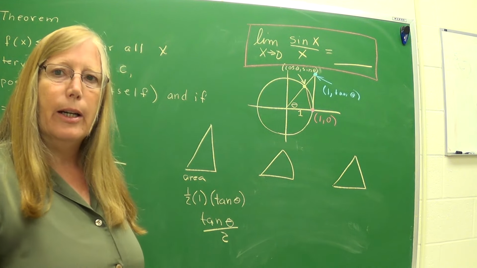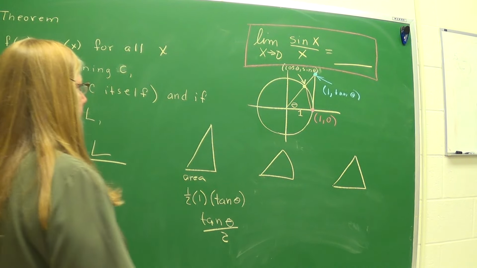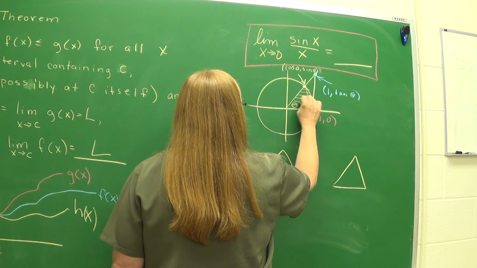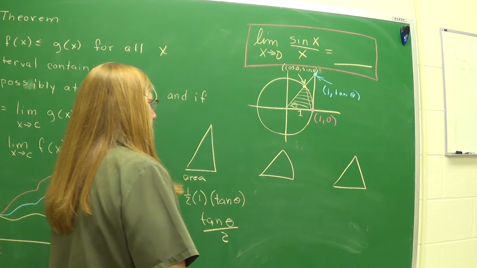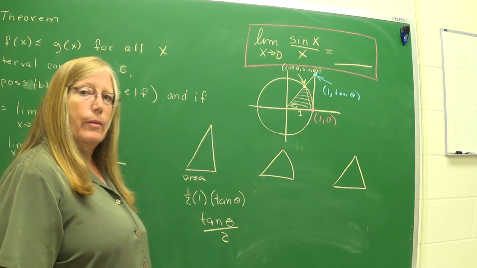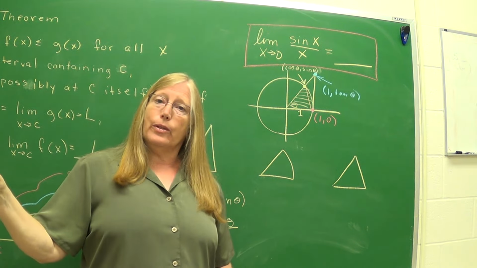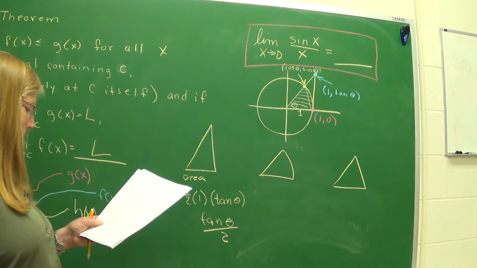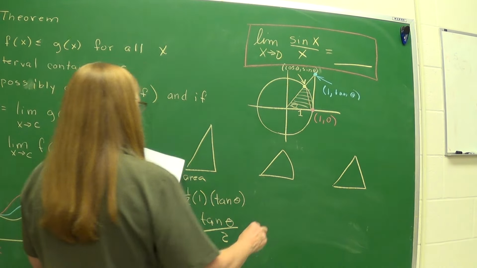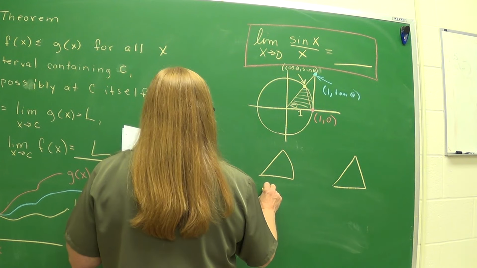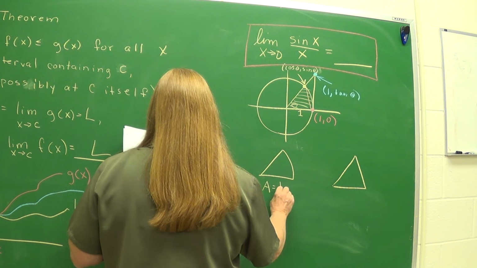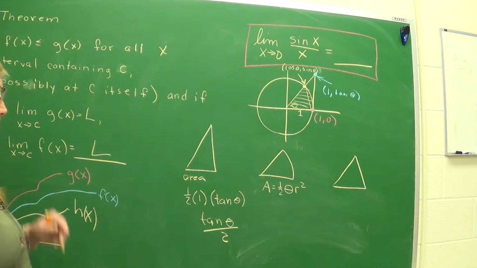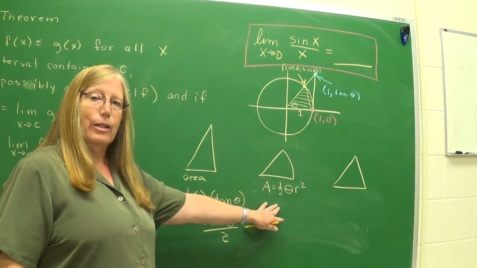All right, is that showing up? It is. Now I'm going to look at the sector. I'll shade it in. It looks like a piece of pizza there. We established that the area of a sector is 1/2 theta r squared. So I'm not going to prove that to you. It was proven last year.